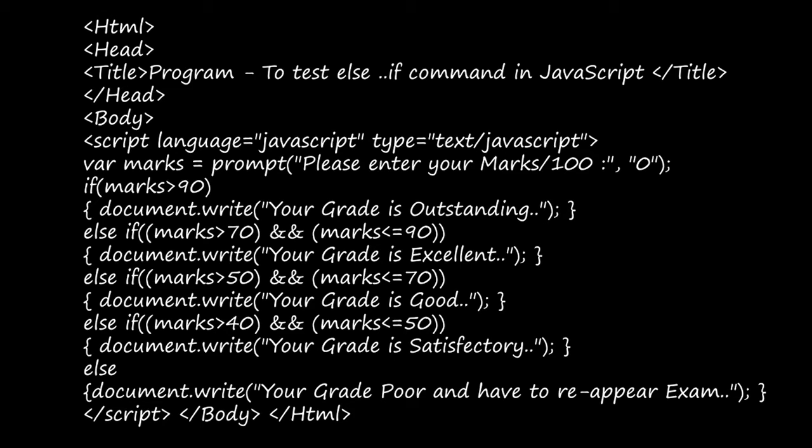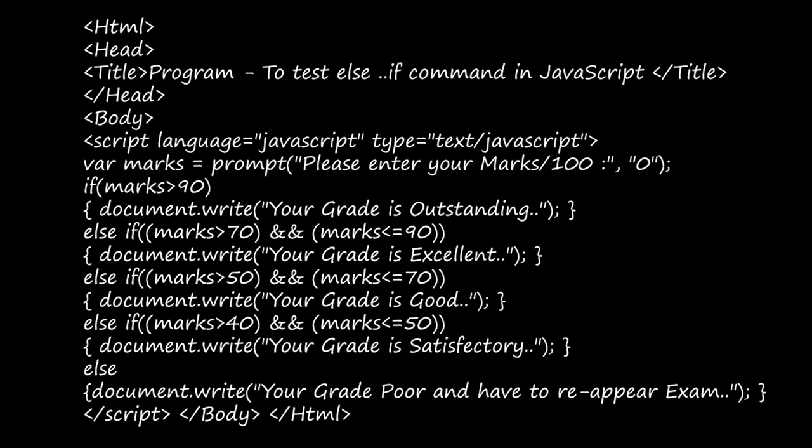Okay, and if any of these conditions is true, that particular line will be executed, right? If all these conditions are false, it will just come to this else part. In this else part, if you see document.write "your grade poor and have to reappear exam," this will be displayed there. Okay, that's all.